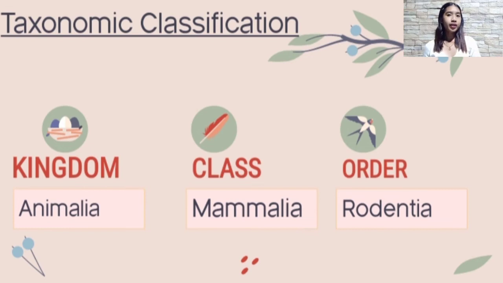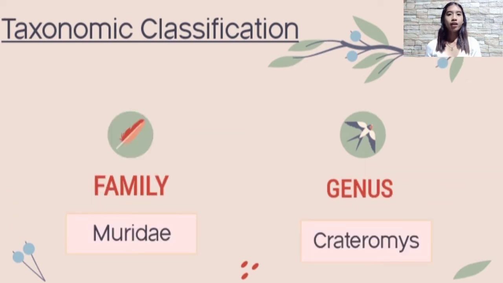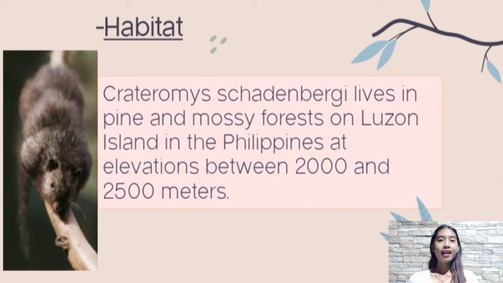Now we have also its taxonomic classification. It belongs to kingdom Animalia, class Mammalia, order Rodentia, family Muridae, and genus Crateromys. Let us proceed to the habitat of this species. Crateromys lives in pine and mossy forest on Luzon Island in the Philippines at elevations between 2,000 and 2,500 meters.